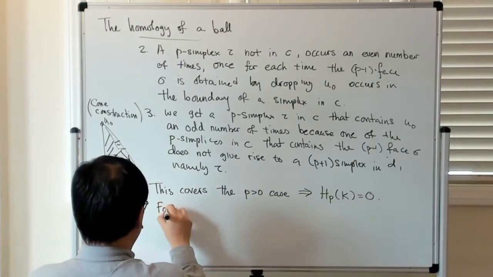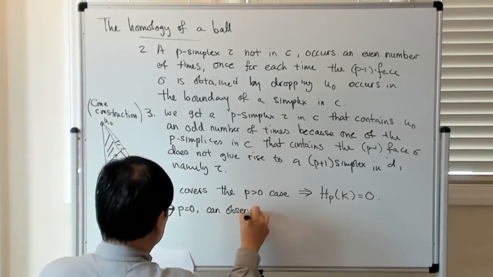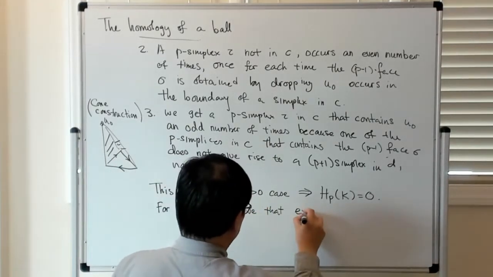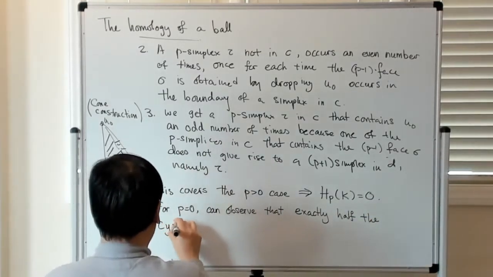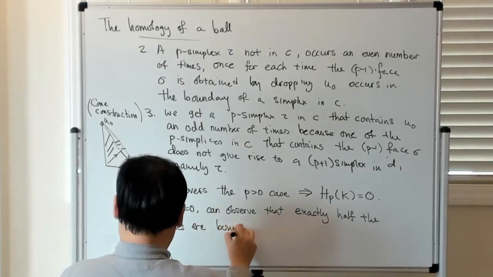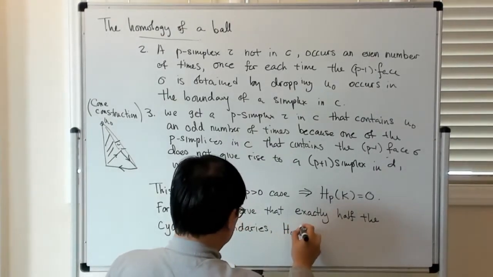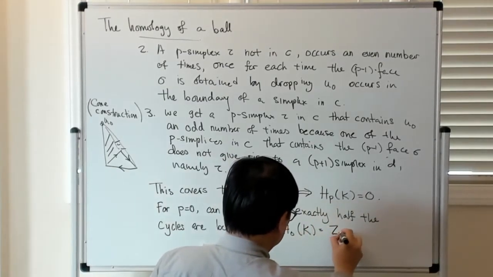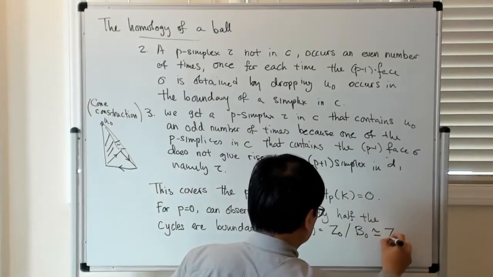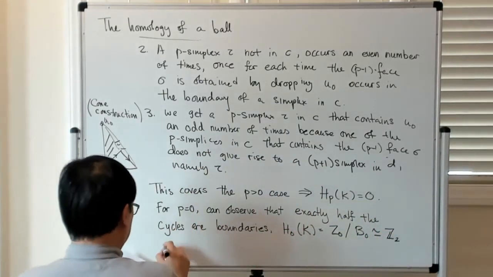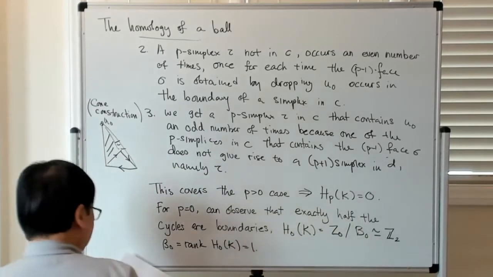For the p equals 0 case, you can observe that exactly half the cycles are boundaries. So that tells you that the zeroth homology group, which is just Z0 quotiented by B0, the cycles quotiented by the boundaries, is isomorphic to Z mod 2C, and the Betti number associated with that, which is the rank of H0K, is just 1, which is what we claim.